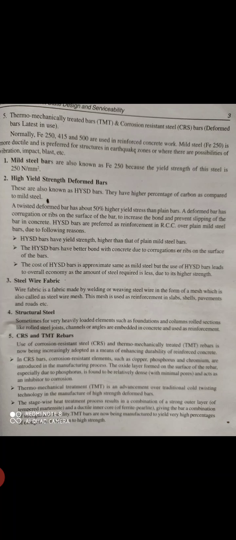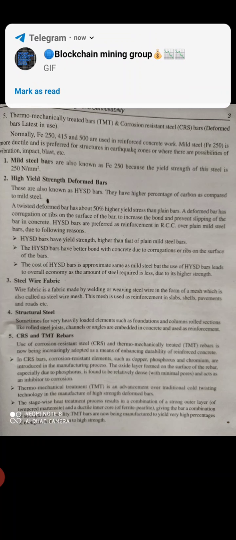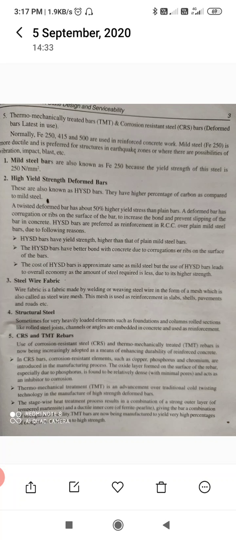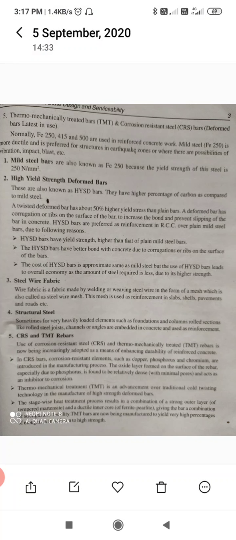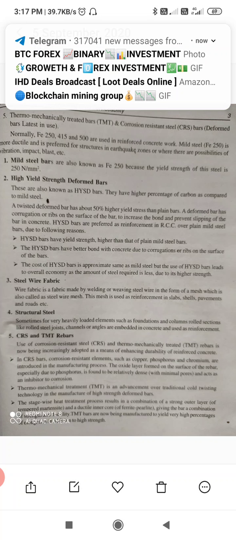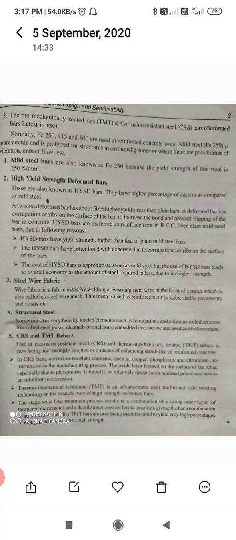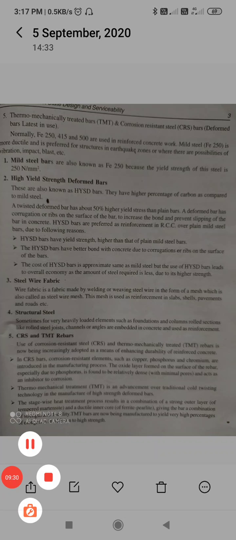Thermomechanical treatment, TMT, is an advancement over the traditional cold twisting technology in the manufacturing of high strength deformed bars. The stage-wise heat treatment process results in a combination of a strong outer layer of tempered martensite and ductility in the core of the ferrite pearlite, giving the bar this combination. So TMT bars are now being manufactured to yield a very high strength, and they can be used nowadays in construction work.